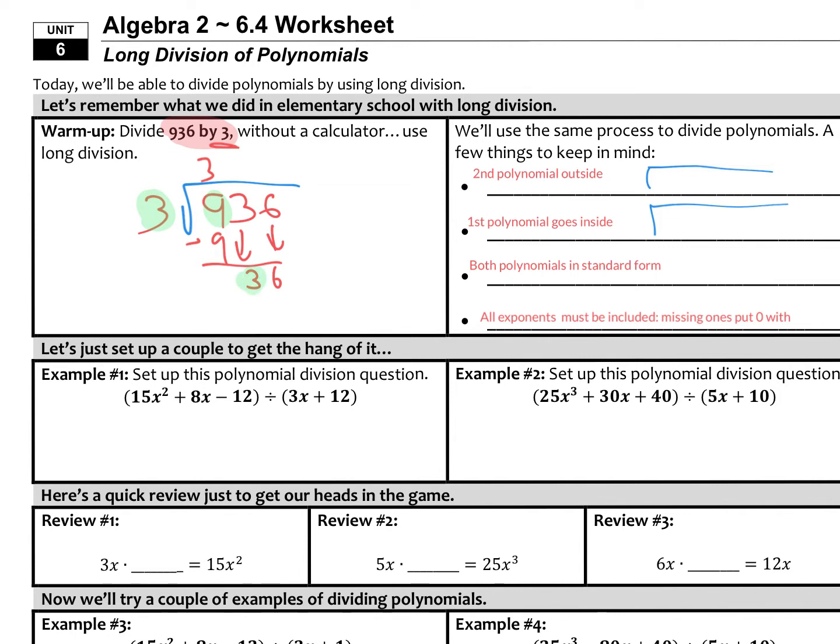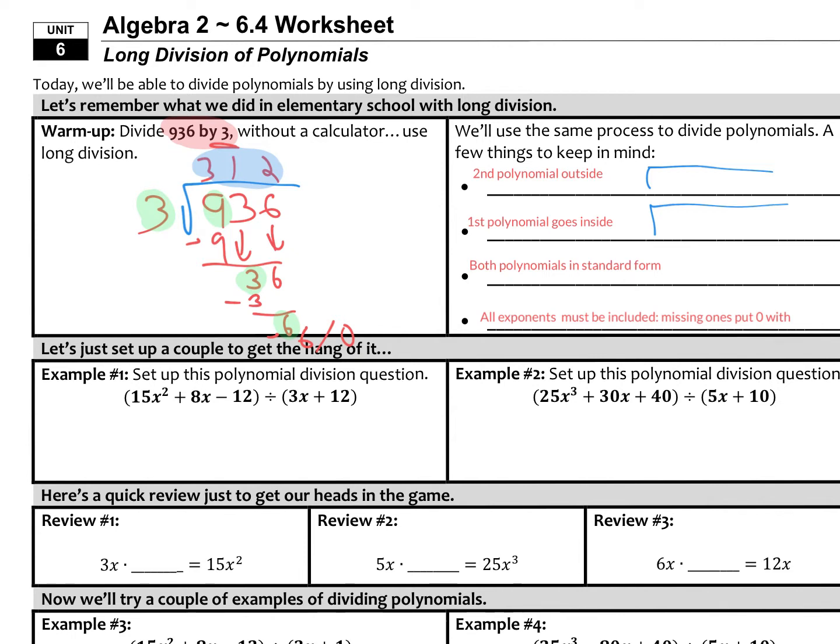Well, that's 1. So 3 times 1 is 3. Again, subtract. And now I have to figure out what I multiply 3 by to get 6 this time. That's 2. So 6 goes down here. 6 minus 6, well, that's 0. So remember, the answer to this is going to be 312.